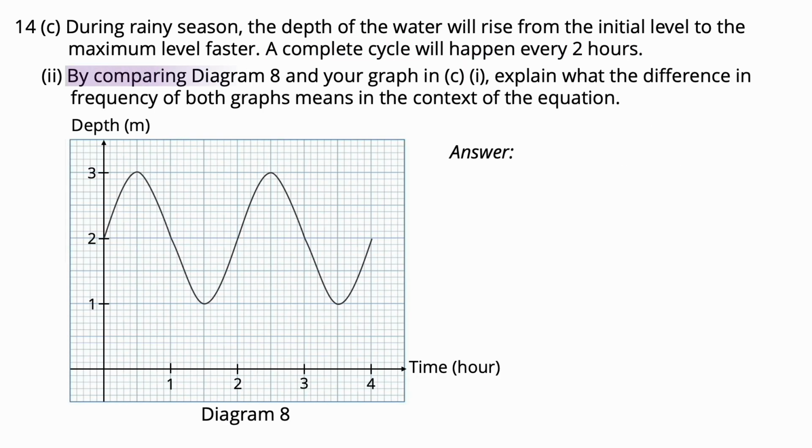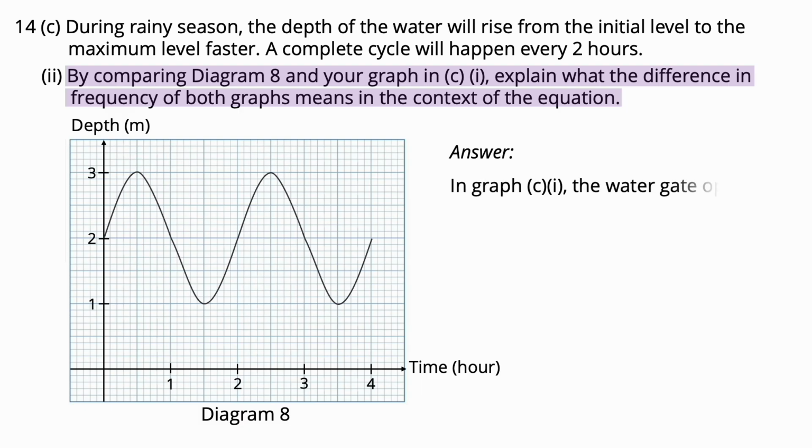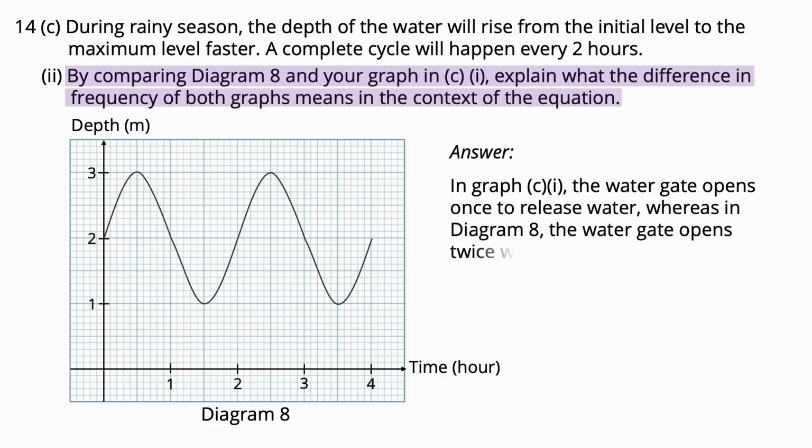2. By comparing diagram 8 and your graph in C1, explain what the difference in frequency of both graphs means in the context of the equation. In graph C1, the water gate opens once to release water, whereas in diagram 8, the water gate opens twice within a 4-hour period.